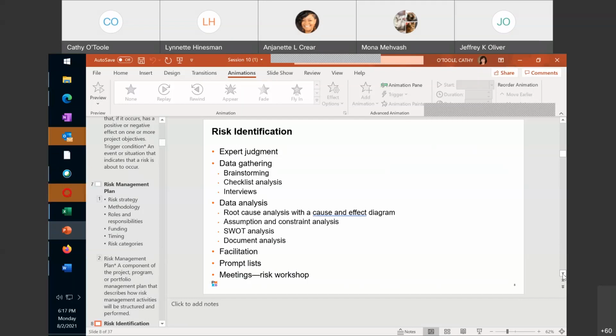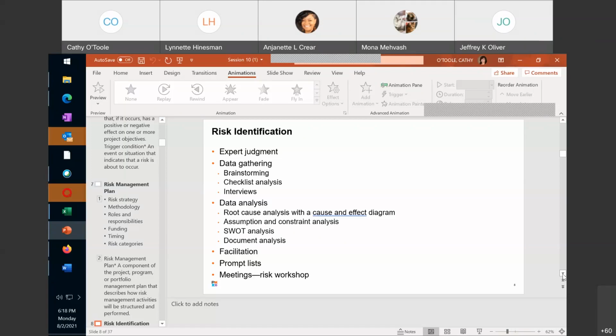As a team, you could also gather data by doing some brainstorming. You can have a checklist that is analyzed. You can interview others in the business who might have some exposure to any types of risks that have happened in the past. Also, your team will do some data analysis to determine a root cause with a cause and effect diagram. You can do assumption and constraint analysis, SWOT analysis, document analysis, and we'll talk about all of these.